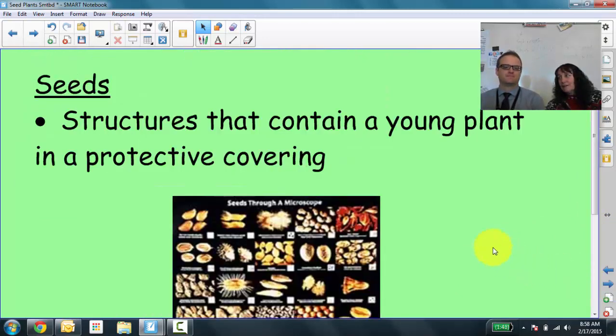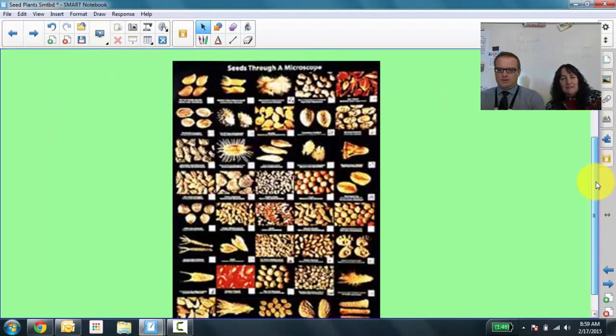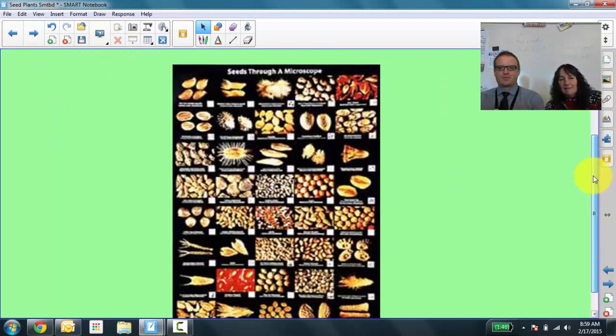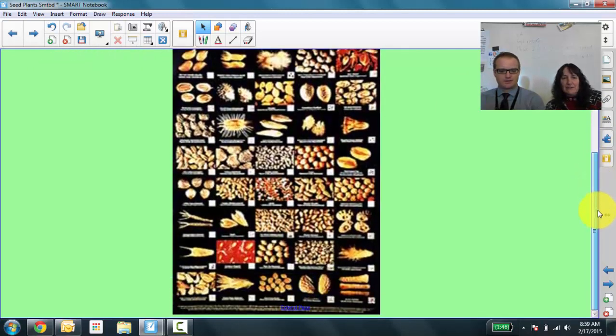Another characteristic that seed plants have is seeds. A seed is a structure that contains a young plant, and it's protected in a covering so it doesn't dry out, which helps it survive until it gets to a new place to make a new plant. Seeds come in all kinds of shapes and sizes, and it depends on how they're dispersed and how they've evolved. Some have little bristly things on them, and some are round or weird, different shapes.